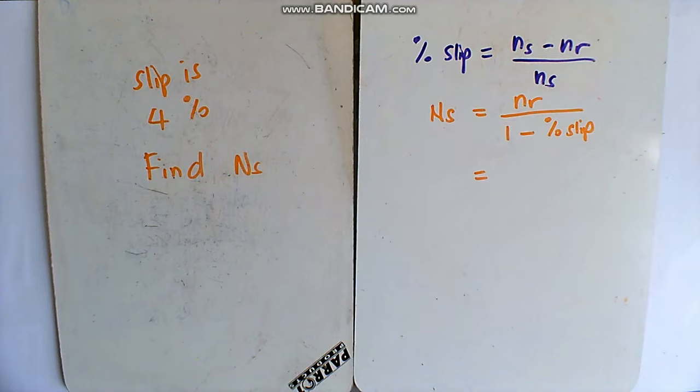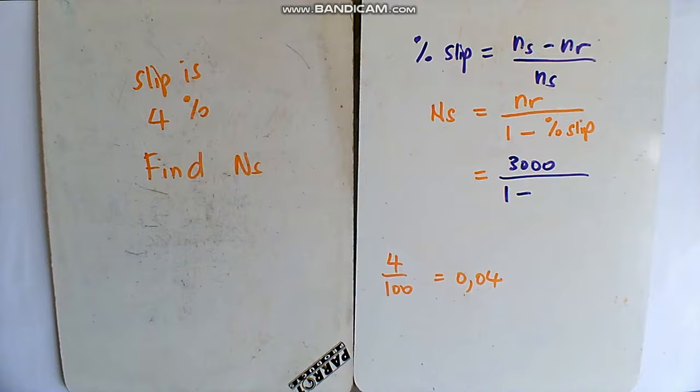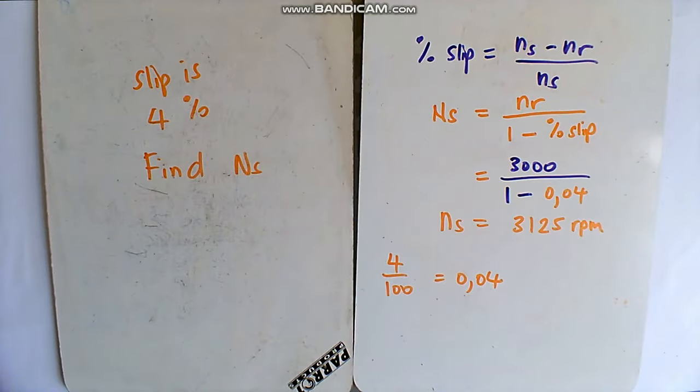Don't forget, look at the nameplate and look for any other thing in RPM. Do you notice there they got full load speed? So take that as the rotor speed. Notice the question is percentage slip, so percentage is divided by 100. So 4 divided by 100 is 0.04. Substitute it and get your answer. Right, and that's the calculations there.